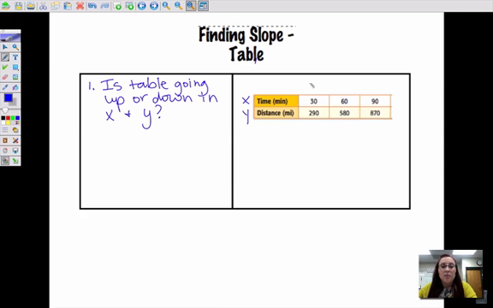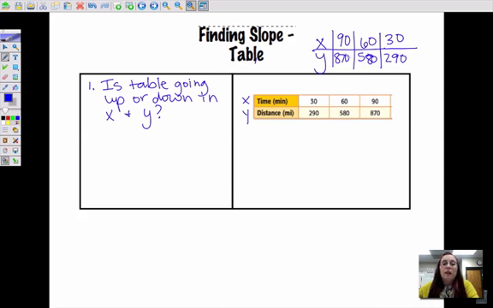Let's say that my table instead said, and you don't need to write this one down, but let me just give you an example, 90, 60, 30, and then 870, 580, 290. That would be the same thing as this table down here. The x's are going down, the y's are going down. That's still going to be a positive slope, because if you read the table backwards, as the x's are getting bigger, so are the y's.